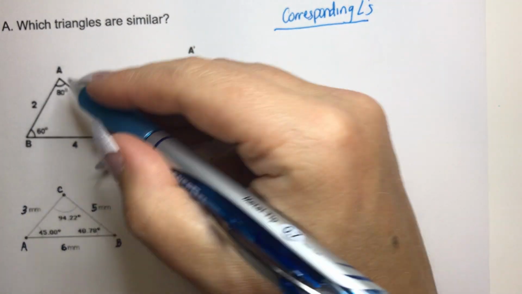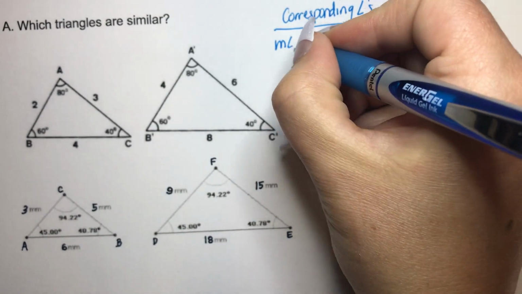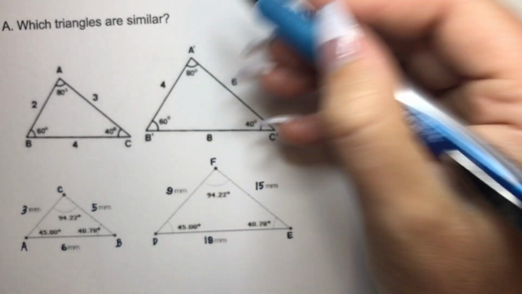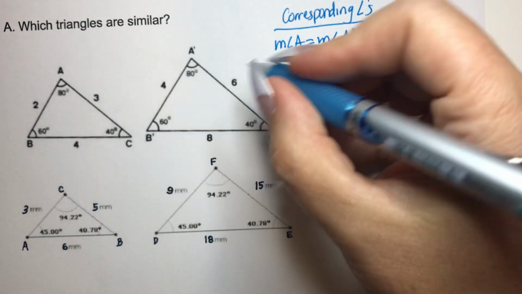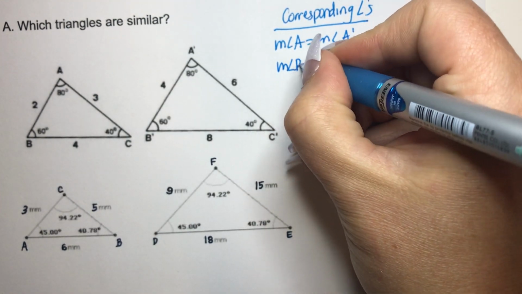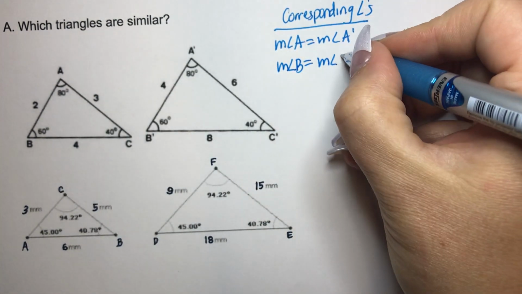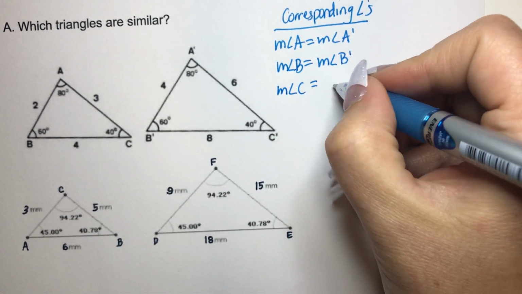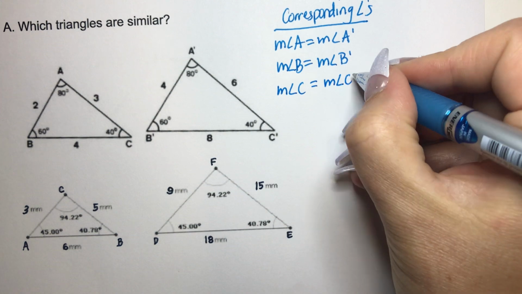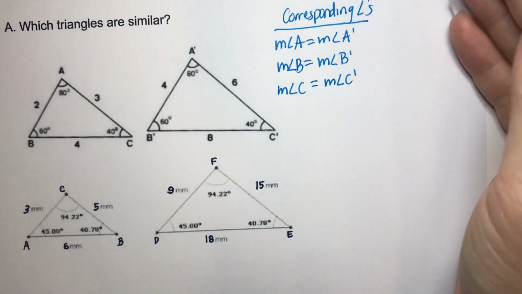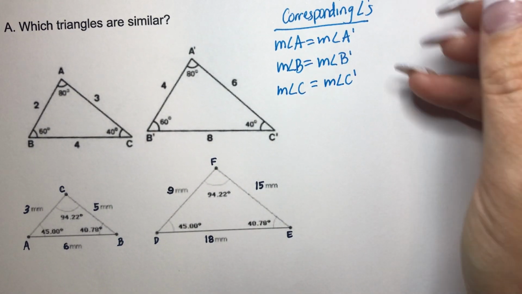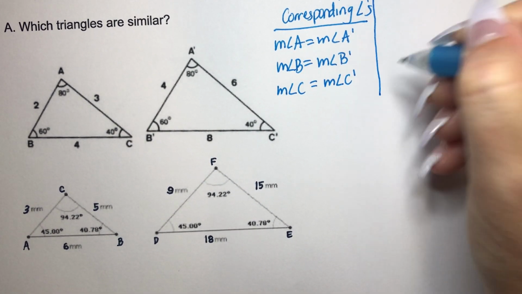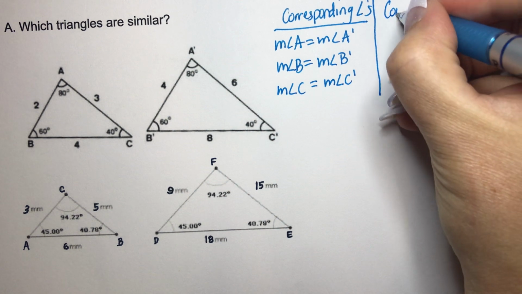Okay, so we have the measure of angle A is equal to the measure of angle A prime. The measure of angle B is equal to the measure of angle B prime. And the measure of angle C is equal to the measure of angle C prime. Okay, so we have the corresponding angles. That is perfect. Now we just need to check the corresponding sides. Okay, corresponding sides.